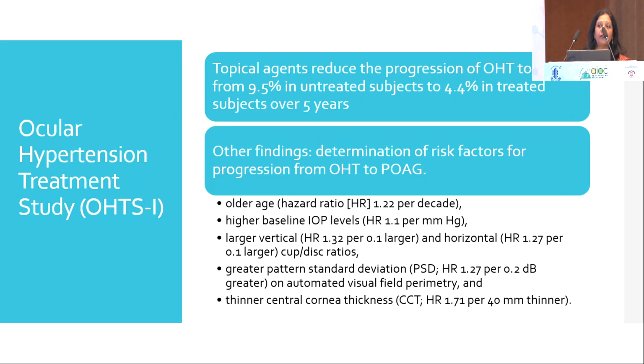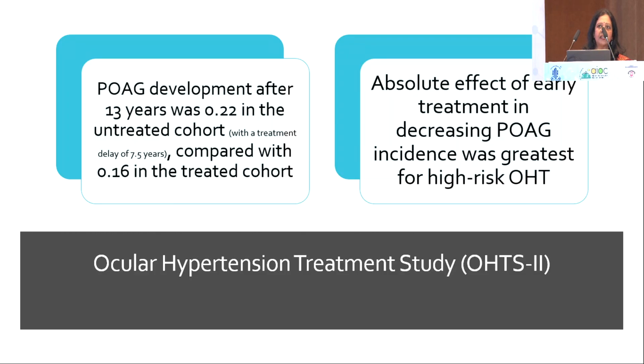They also identified 5 important risk factors: increased age, high baseline intraocular pressure, high vertical cup disc ratio, greater PSD, and thinner CCT. OHTS 1 was conducted over a period of 7.5 years with a treated arm and an untreated arm. After 7.5 years, the phase 2 study was conducted, where the treated patients continued on treatment and the patients in the untreated arm were started on treatment. It was found that POAG development after 13 years was 0.22 in the untreated cohort compared to 0.16 in the treated cohort.